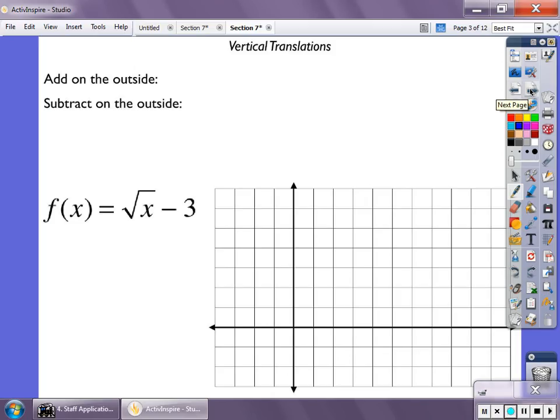Now, there's two things we need to know for vertical translations. And by vertical translations, I mean shifting up and down. When you are adding on the outside, that is a shift up. When you are subtracting on the outside, that is a shift down.